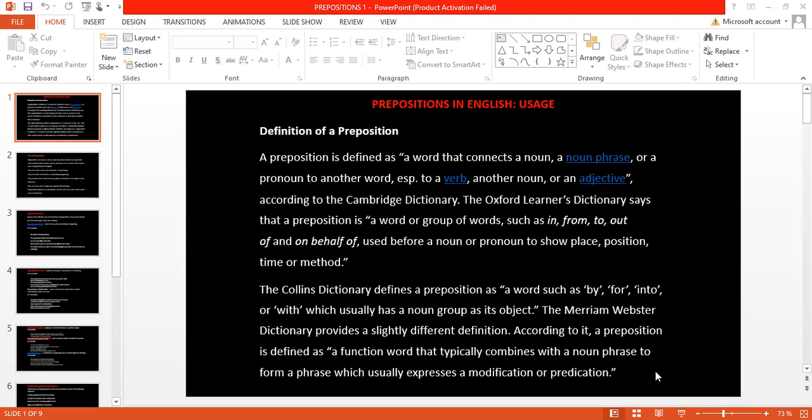All right. So you have a lot of examples of preposition. Then so many dictionaries, of course, define a preposition, like the Oxford Learner's Dictionary says that a preposition is a word or group of words such as in, from, to, out of, and on behalf of, used before a noun or pronoun to show place, position, time, or method. We are going to learn all of that in this class.